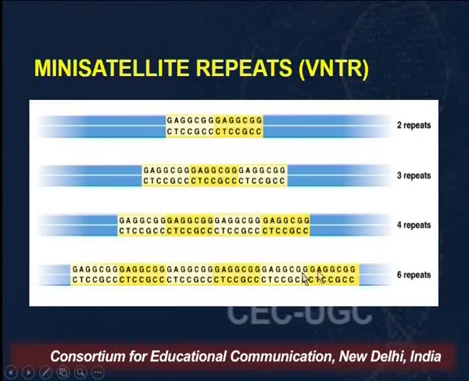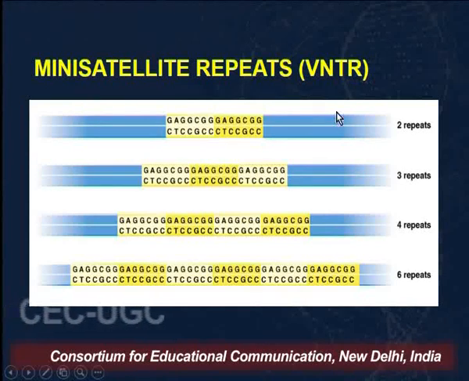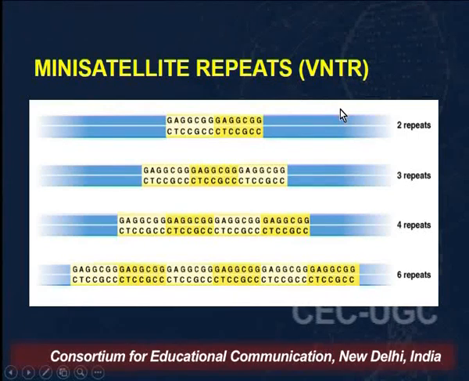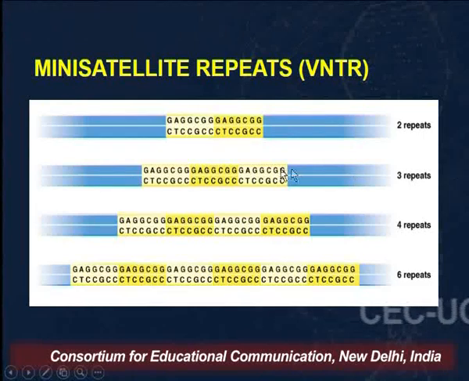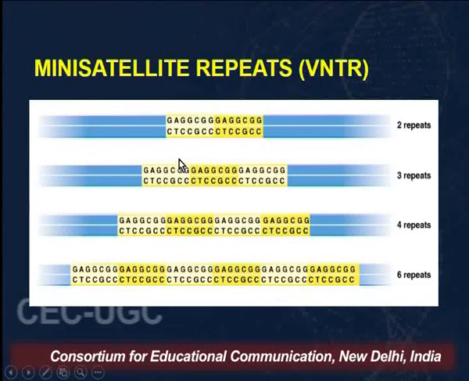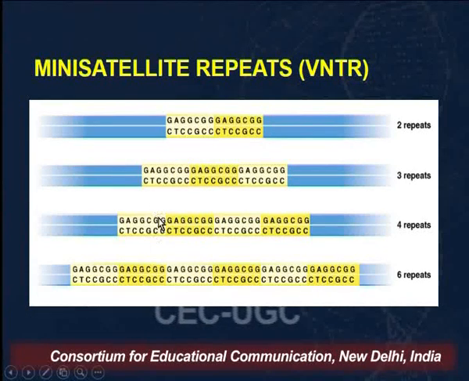When you digest this DNA with, for example, EcoR1, with EcoR1 sites here and here, you are going to get a fragment of this size. But in the other DNA, with EcoR1 and EcoR1, it is going to be a larger size. Why? Because there is an addition of this one block here, and an addition of 2 blocks here.